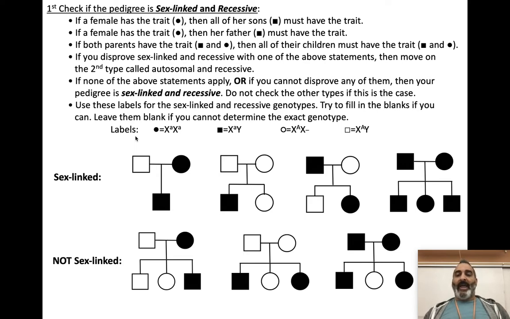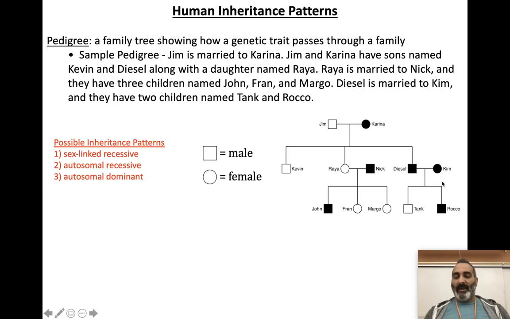When you look at a pedigree, for example this pedigree, you need to first tell me how it is not sex linked. Okay? If you can tell me it's not sex linked, then you can move on to number 2. If nowhere on the pedigree you can tell me why it's not sex linked, if you cannot prove that it is not sex linked, then this pedigree is sex linked. Okay? So I'm going to show you right now what I mean by that.